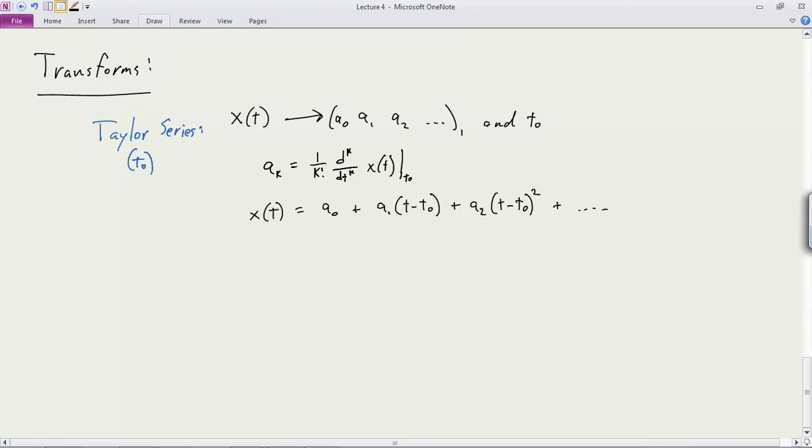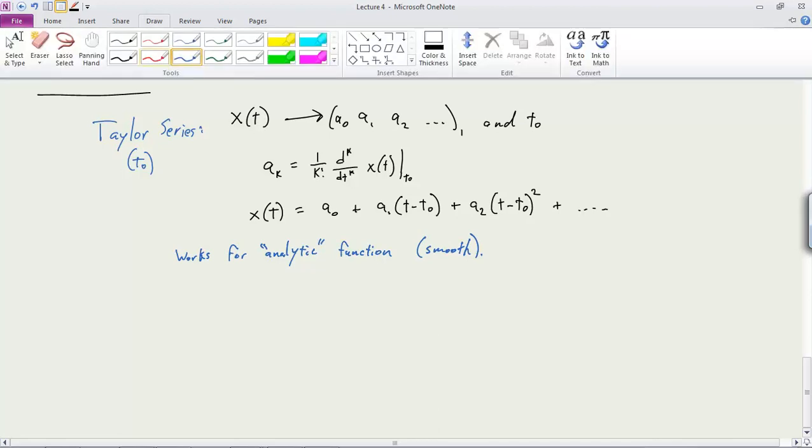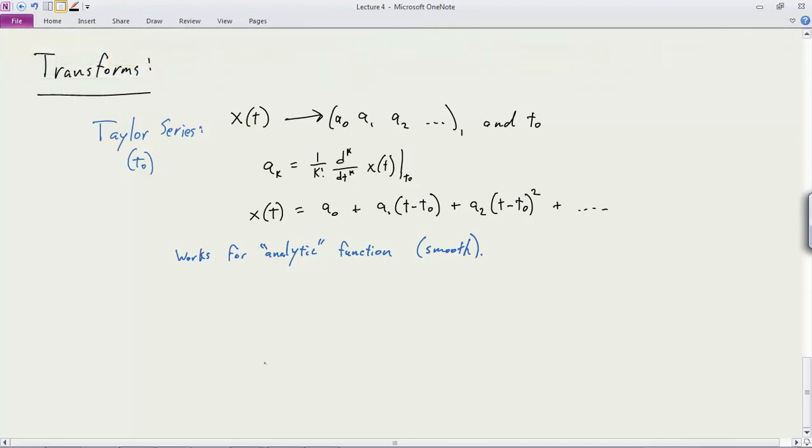Now, this transform, this Taylor series, isn't guaranteed to work for every function. It works for analytic functions. That's the name given to the types of smooth functions for which this will work. So analytic implies smooth. As an example, we can come up with a simple function for which the Taylor series expansion doesn't get back your signal.